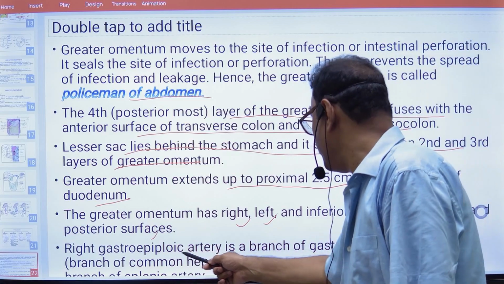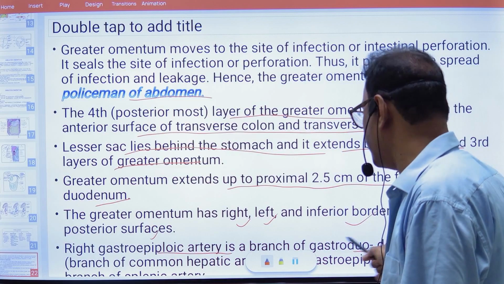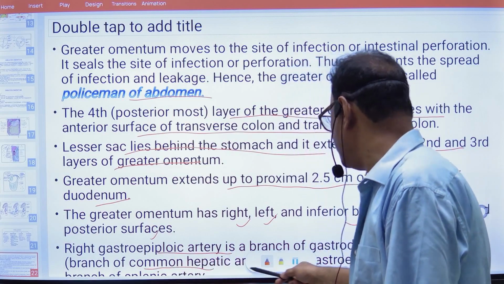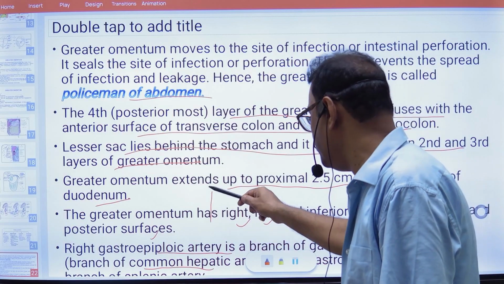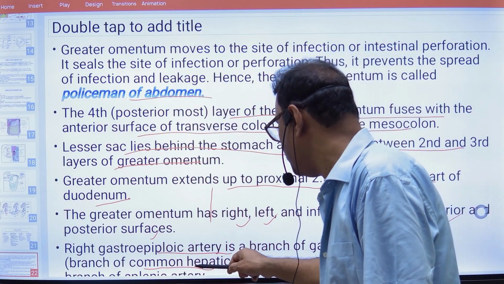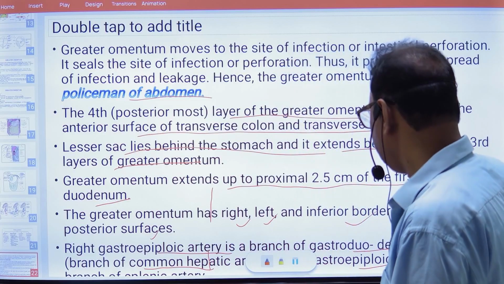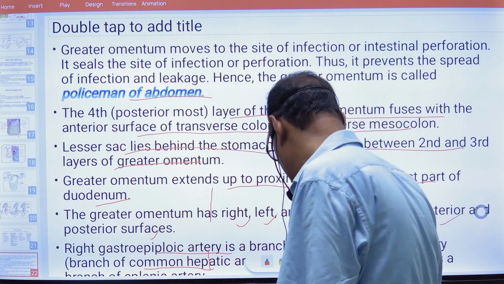Right gastroepiploic artery is a branch of the gastroduodenal artery, which is a branch of the common hepatic artery, and left gastroepiploic artery is a branch of the splenic artery, the epiploic artery.